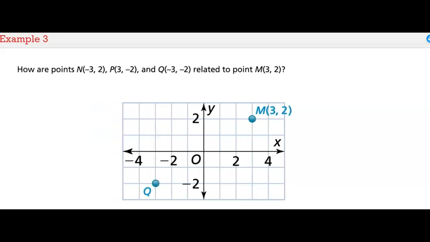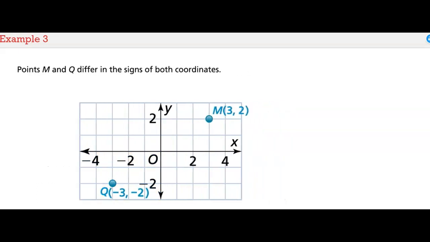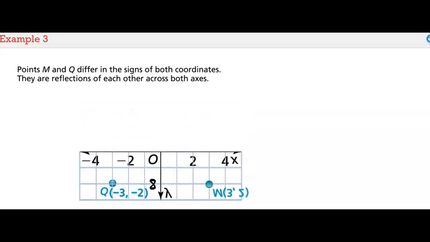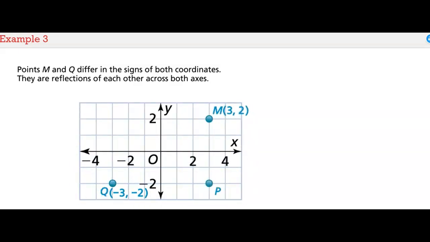Point Q has an x-coordinate of -3 and a y-coordinate of -2. It is located in the third quadrant. Points M and Q differ in the signs of both coordinates. They are reflections of each other across both axes. Are point P and point Q reflections of each other? Are point N and point Q reflections of each other?